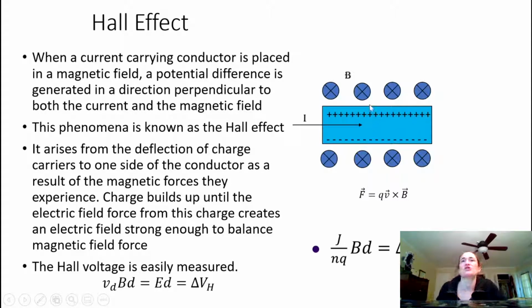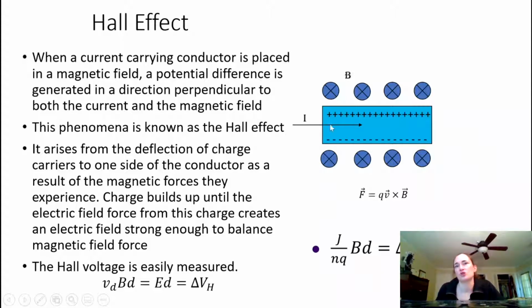QV cross B would be pushed to the top of this bar, and the negative charges, if there are any, anyway, the positive charge would be pushed to the top of the bar. That causes a separation in the charge, okay? And since the charge is separated, there's an electric field established in the bar. Now the electric field is going to cause a force on the charged particles that is opposite to the direction of the force from the magnetic field.